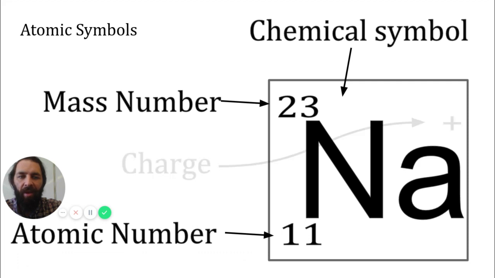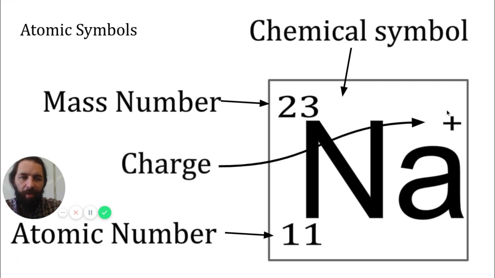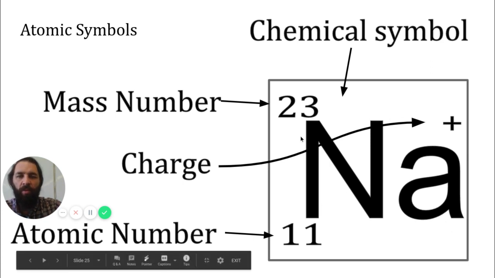And last of all, our charge is going to go to the top right. Knowing that this is a plus 1, or just a plus, usually if it's just 1, we don't write the number, we just write a little plus. So that means I have more protons than electrons. So I have 11 minus something equals 1. So we know that's 10, right? So this would have 10 electrons. We'll get some more practice with chemical symbols in the future.